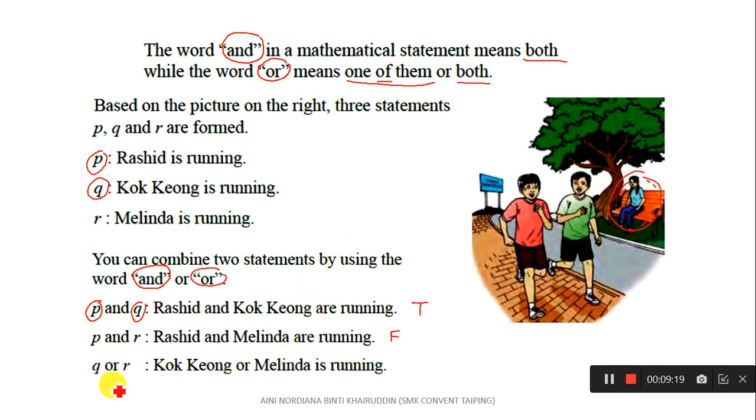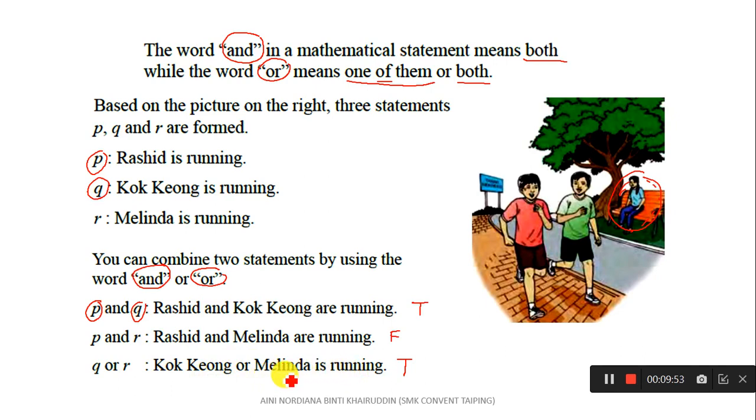For the statement "Q or R", Kok Kyung or Melinda is running, this is true. Remember just now, the word "or" means one of them or both. So one of them is true, so this becomes true. Kok Kyung is running is true. So this is a true statement because one of them is true.